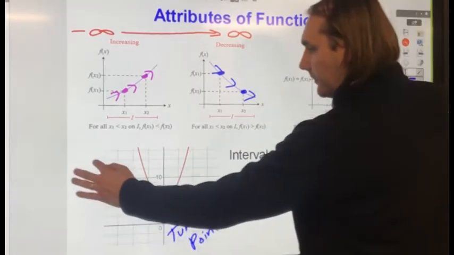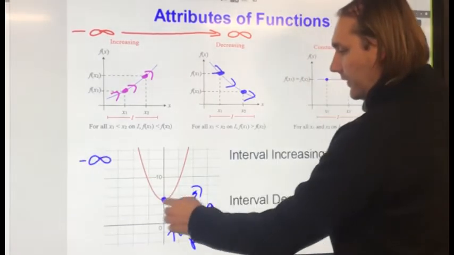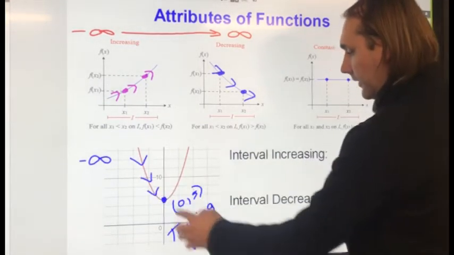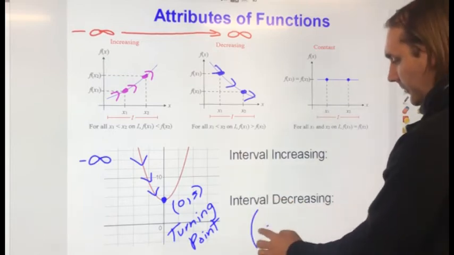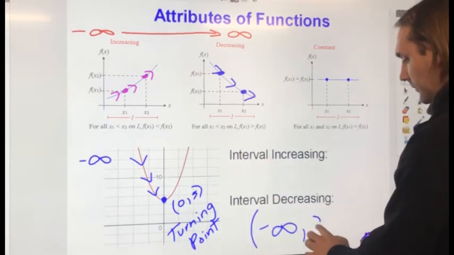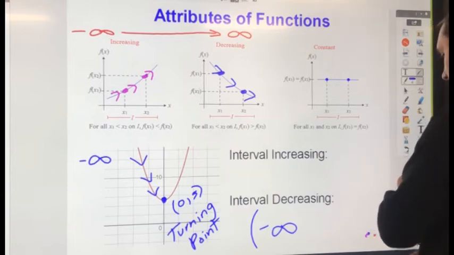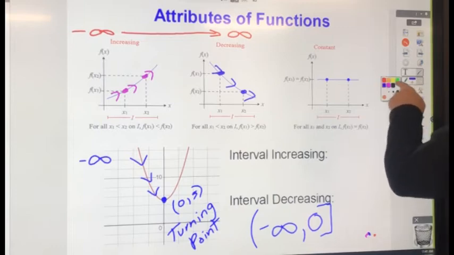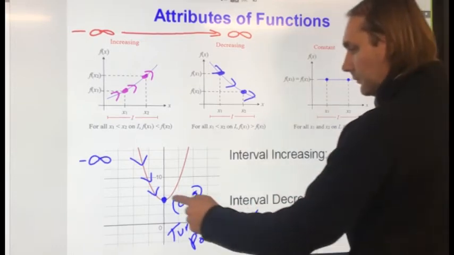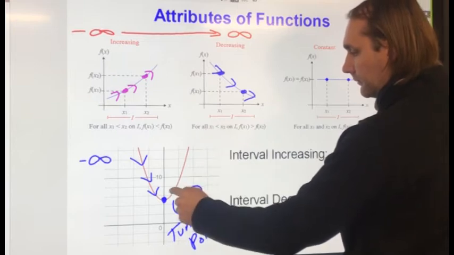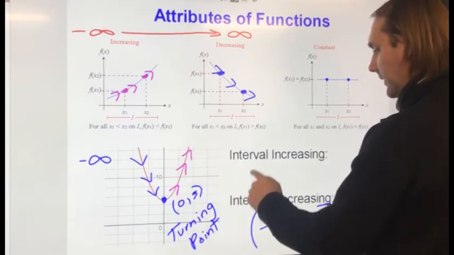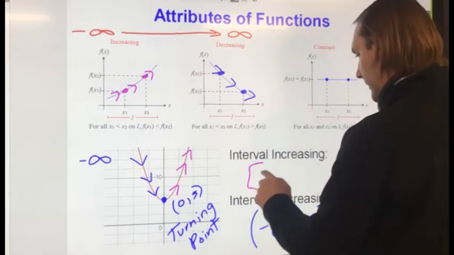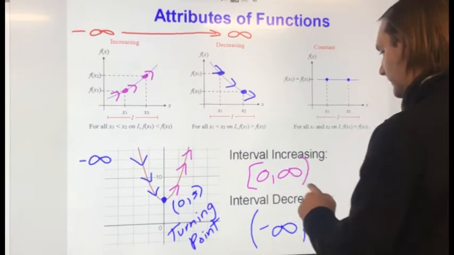Before this turning point, from negative infinity to 0, what's going on? It's decreasing. Very good. So my interval for decreasing is from negative infinity to 0. Which means from 0 to infinity, what is my graph doing? Increasing. It is increasing. So it's increasing from, let me put a bracket there, from 0 to infinity.